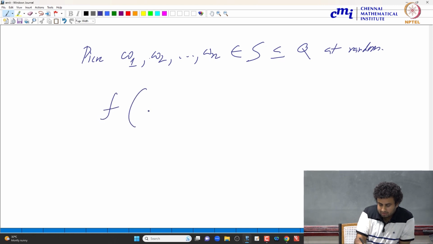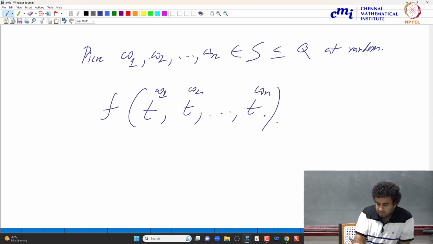and then substitute t to the power w1 in x1, t to the power w2 in x2, and t to the power wn in xn, and these weights should not be exponentially large. You pick weights from small values, and then you would also expect that f evaluated at this, if the original f was non-zero, will also be non-zero. Okay. And you can also prove this.